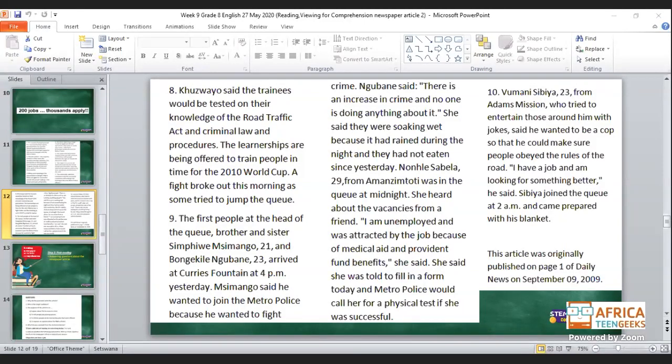Nonhlanhla Sabela, 39, from Amanzimtoti, was in the queue at midnight. She heard about the vacancies from a friend. I am unemployed and was attracted by the job because of medical aid and Provident Fund benefits, she said. She said she was told to fill in a form today and Metro Police would call her for a physical test if she was successful.